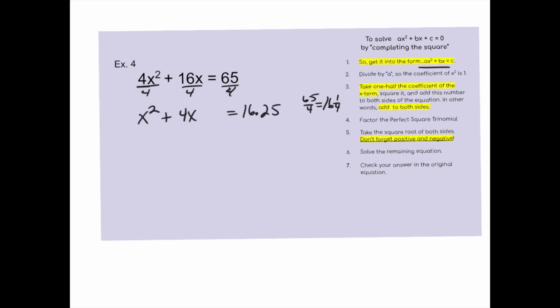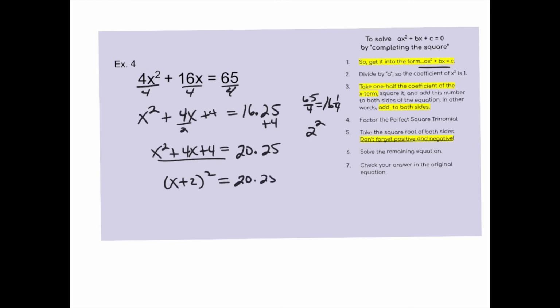Now we'll continue on with the steps. We take the middle term 4 and divide it by 2 and get 2. 2 squared is 4, which is what we'll add to both sides. So now we have x squared plus 4x plus 4, which is our perfect square, equals 20.25. Like I said on the last one, if we continued our list of perfect squares, we'd eventually get to 2025, because that's 45 squared. So this is a perfect square of x plus 2, and 20.25.